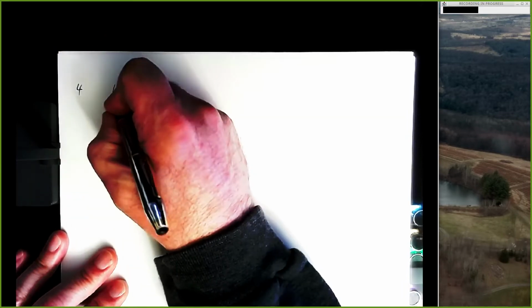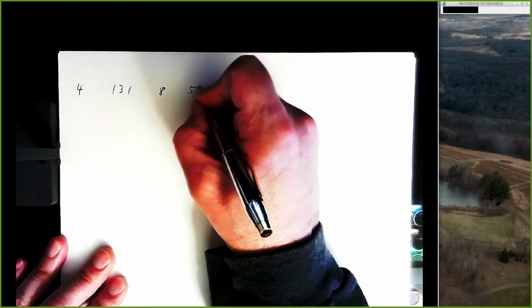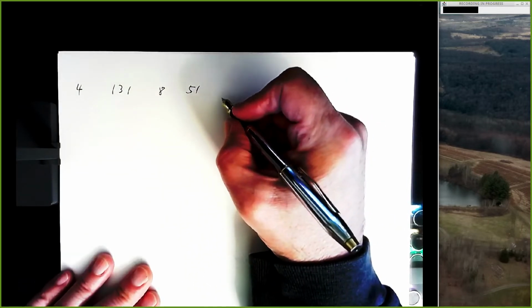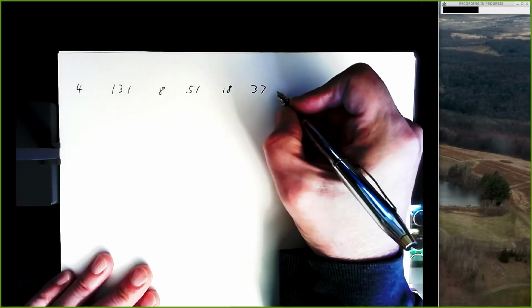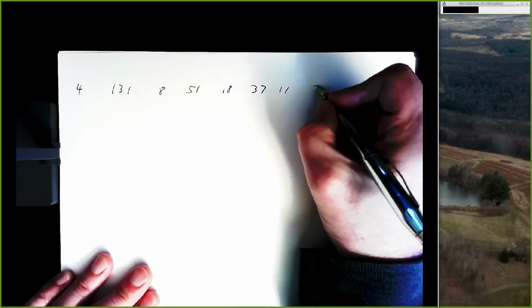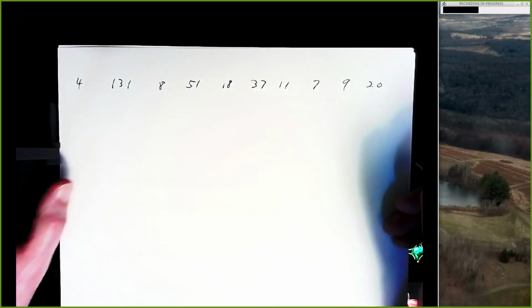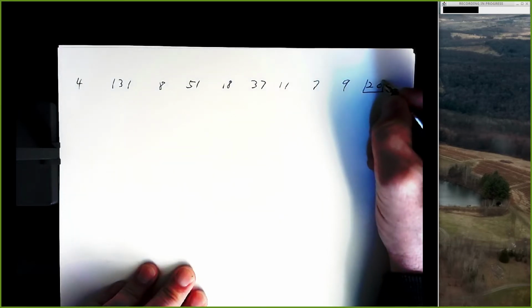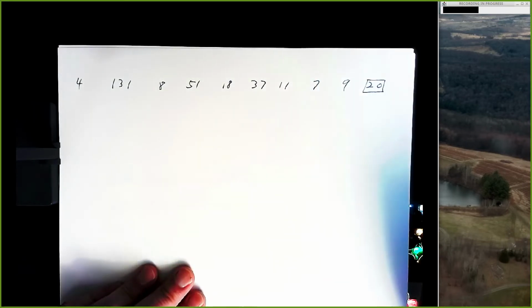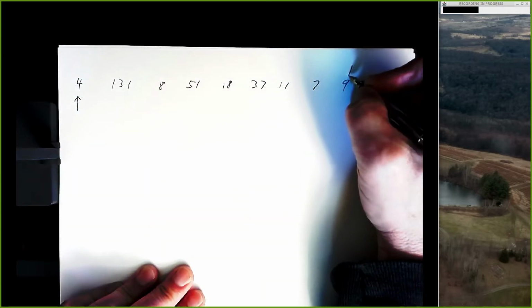Here's a set of data. So 4, 31, 8, 51, 18, 37, 11, 7, 9, 20. Alright, so for us, we're always going to take the pivot to be the last thing. And we're going to have a pair of pointers, right, that look like this.